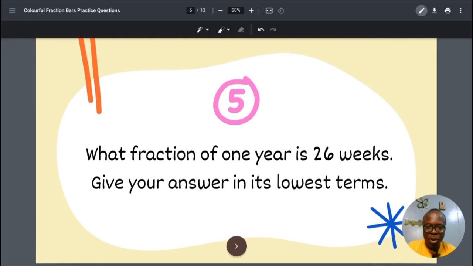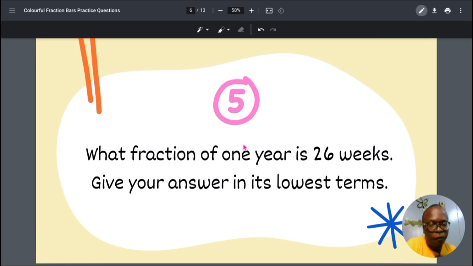So let's go to number 5. Number 5, read along with me. What fraction of 1 year is 26 weeks? Give your answer in its lowest term. What fraction of 1 year is 26 weeks? Give your answer in its lowest term.